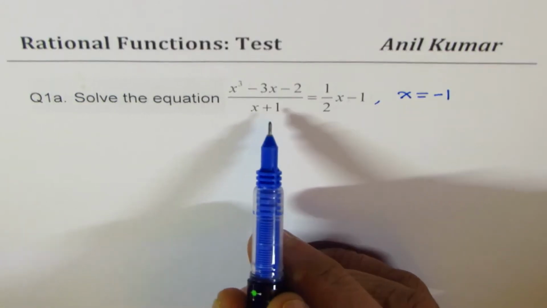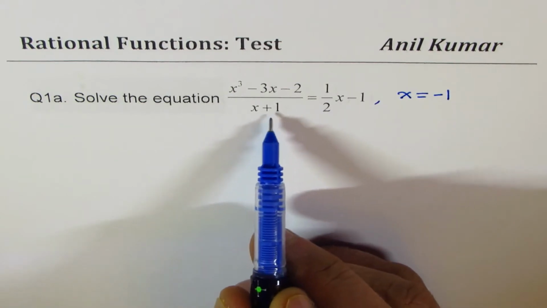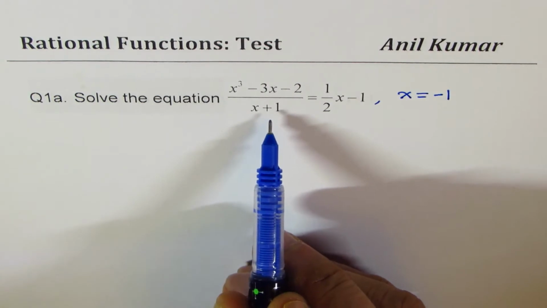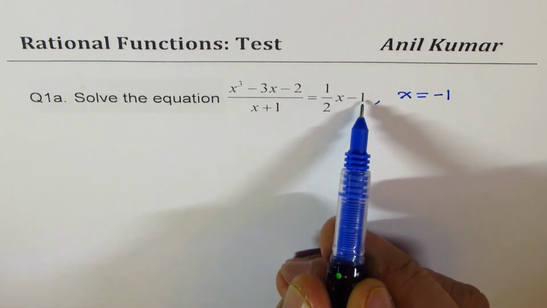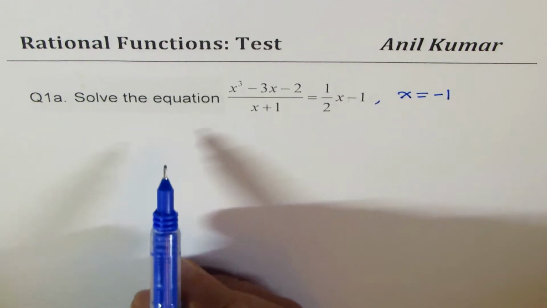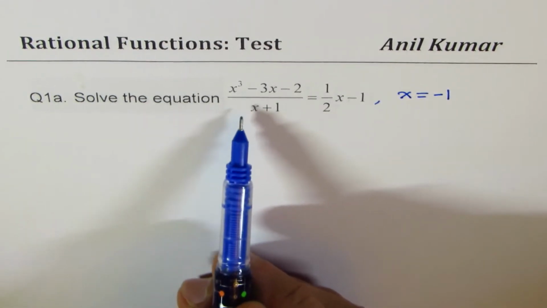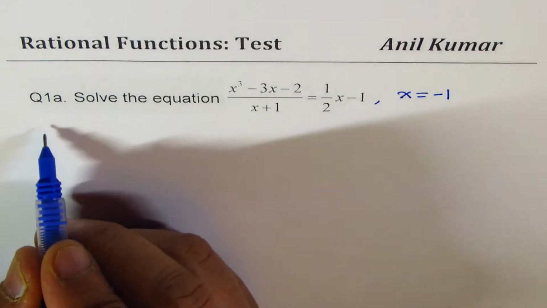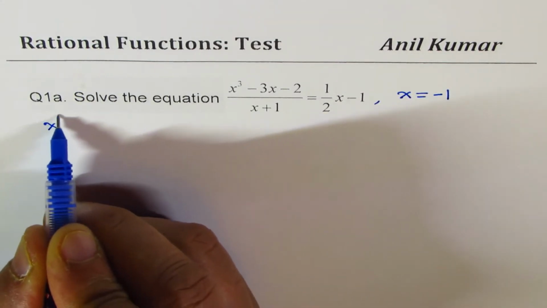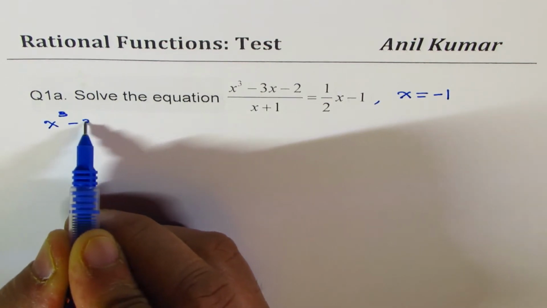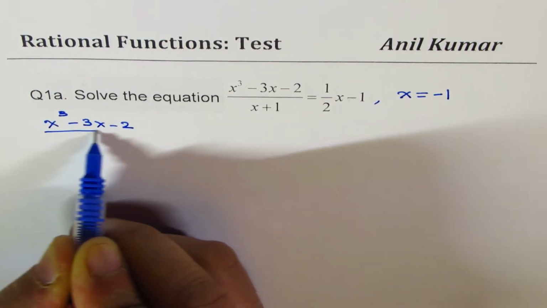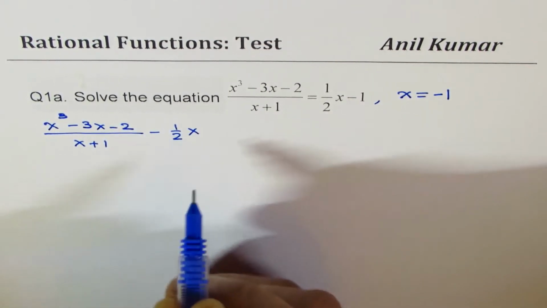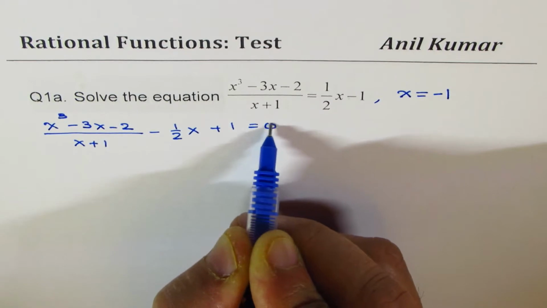Now to solve this, we can actually cross multiply, or since in part B we have an inequality, I'll prefer to bring all the terms together so that we can use what we get here in the second part. That's the whole idea. So I'll rewrite this equation as (x cubed minus 3x minus 2) divided by (x plus 1) minus half x plus 1 equals 0.